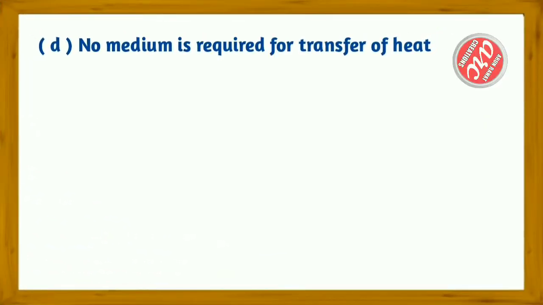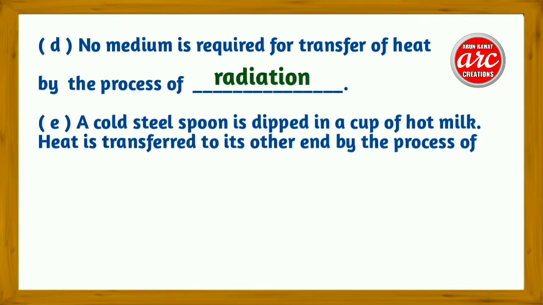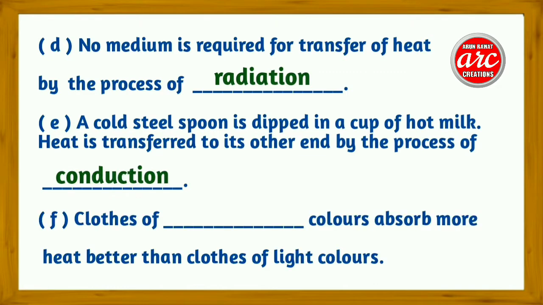D. No medium is required for transfer of heat by the process of dash. The answer is radiation. E. A cold steel spoon is dipped in a cup of hot milk. Heat is transferred to its other end by the process of dash. The answer is conduction. F. Clothes of dash color absorb heat better than clothes of light color. The answer is dark.